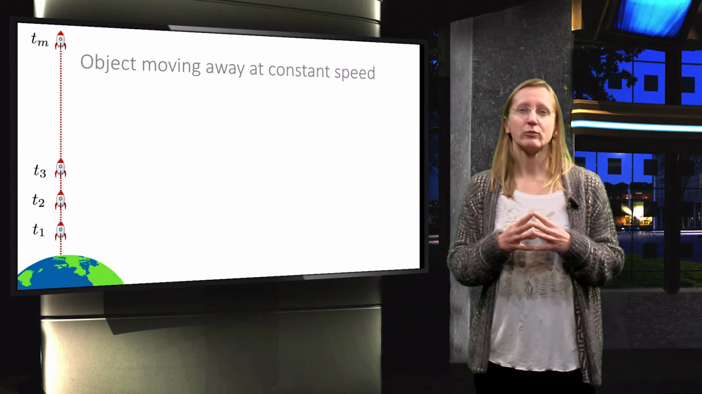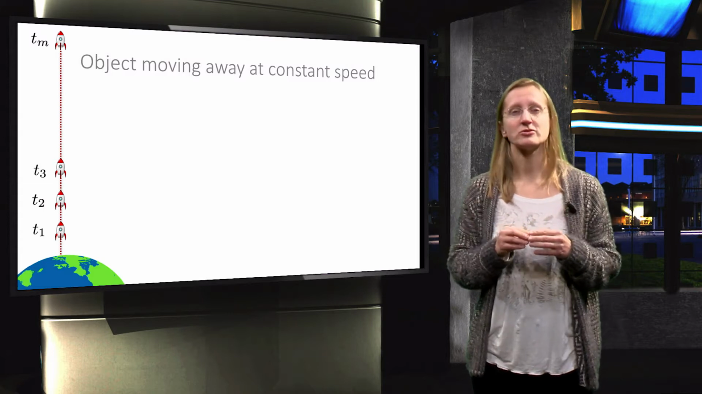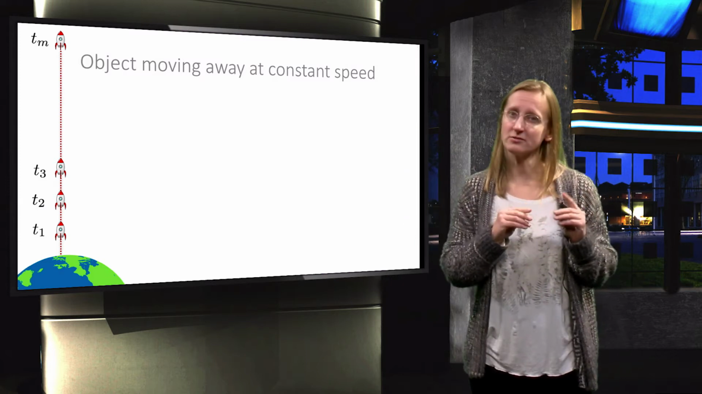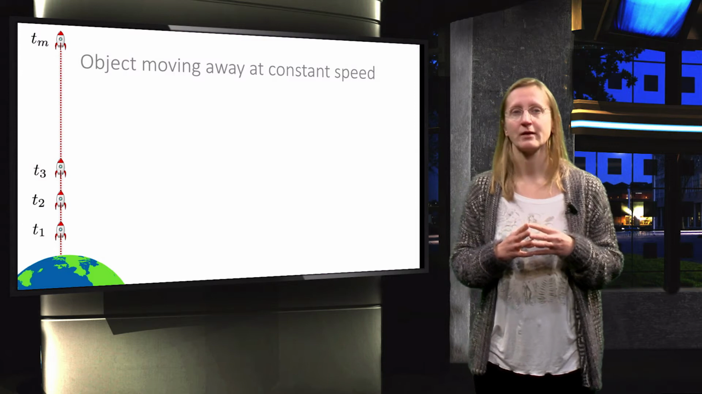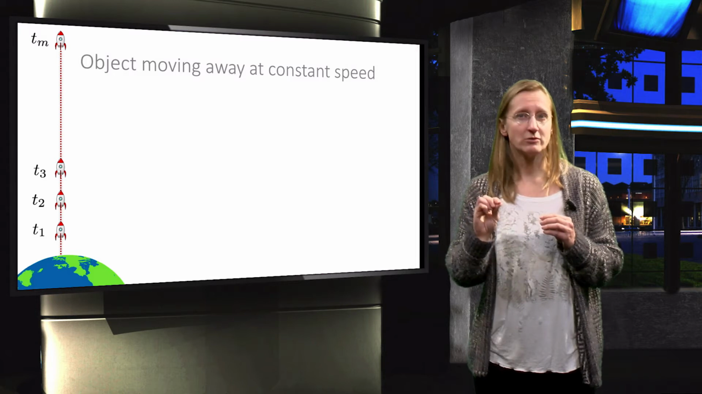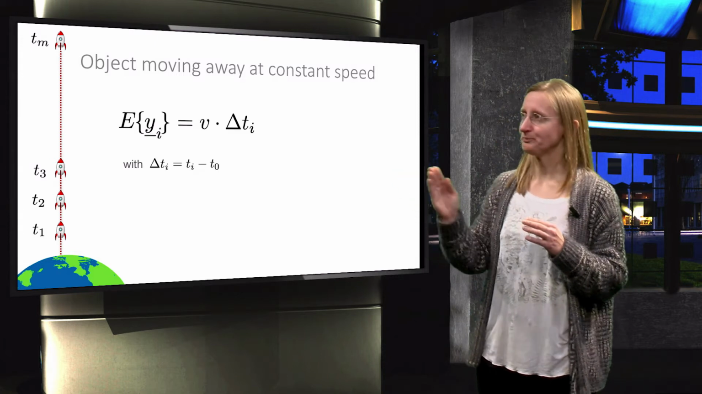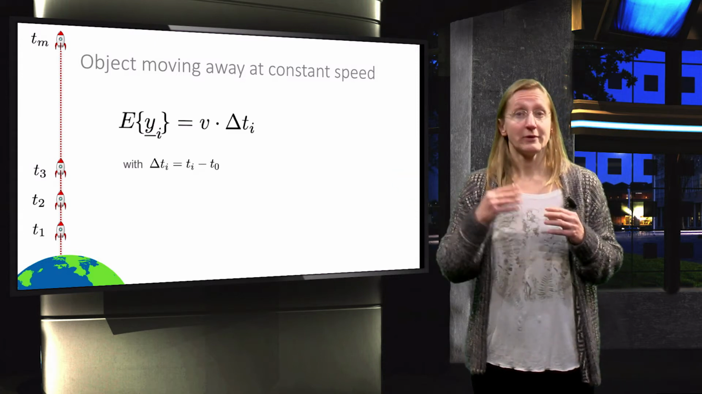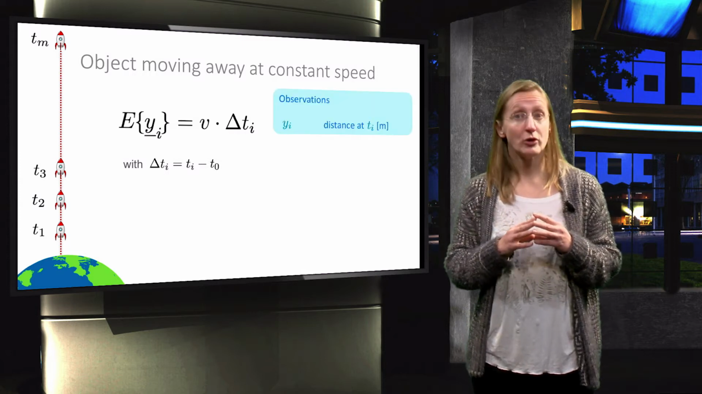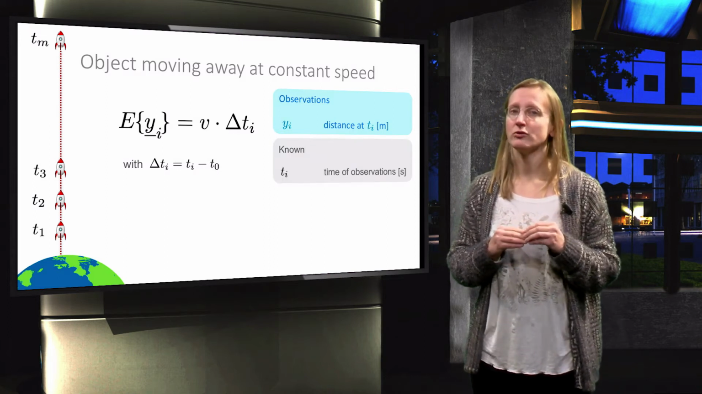The example that we will be looking at is a time series of range or distance observations to an object which is moving away from the measurement device at a constant but unknown speed. If we assume that at time t0 the distance is 0, the observation equation for a single observation becomes this one. We have distance observations yi in meters, the known times of observations ti, and the unknown velocity v.